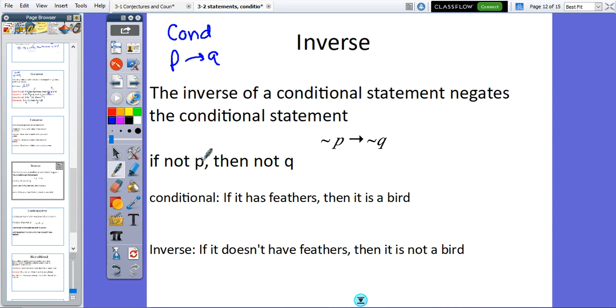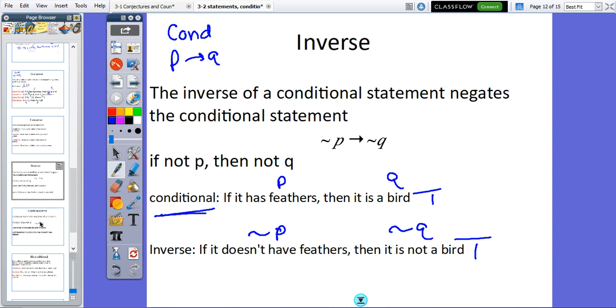So our original conditional statement that we were running with earlier was, if it has feathers, then it's a bird. Oh yeah, they're both true, okay? This is our original P, this is our original Q. When you negate that, you're saying, if it doesn't have feathers, then it's not a bird. Which again, that is also a true statement. So this is a valid statement, because it still keeps the validity to be the same. They're both true still. So this is a good statement. Good job, y'all. Way to create that statement.